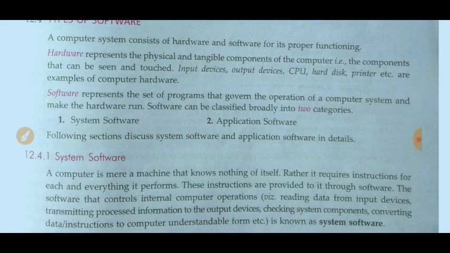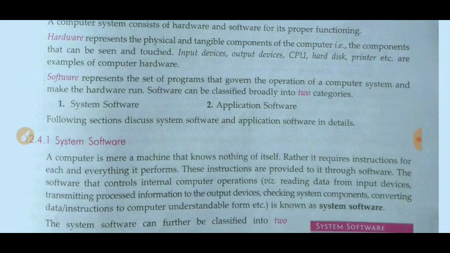When all the programs are combined together, it makes a software. Software instructs the computer to do the following operations and functions. So a computer cannot do anything without instructions. Instructions or software are used to tell the computer what to do, how to do, or when to do it. Means software tells the computer system what to do, when to do, and where to do. कब करना है, कैसे करना है, कहाँ करना है.